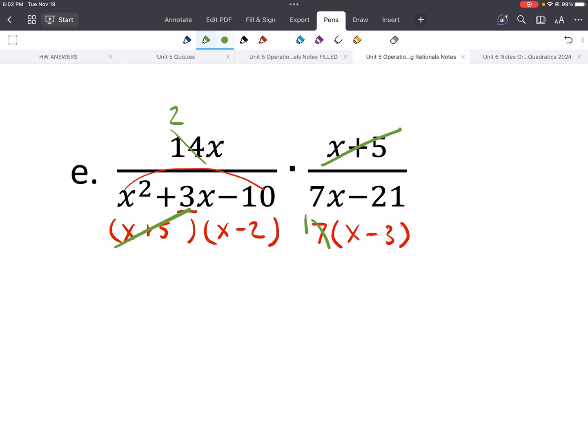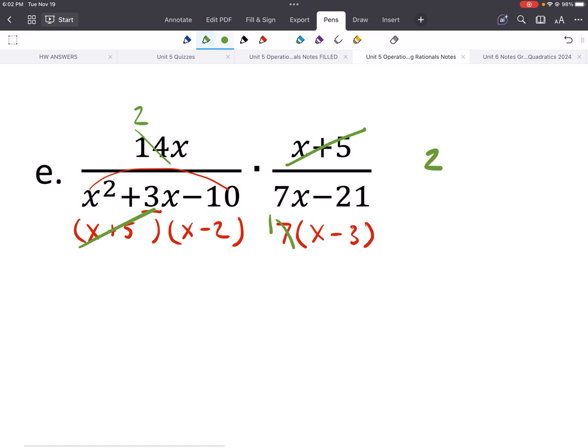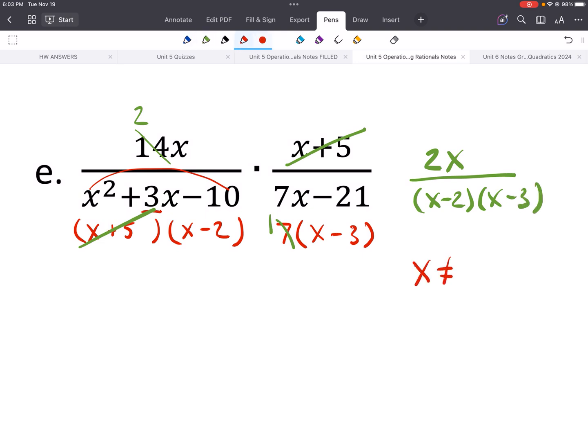Okay, or just 2. So now we want to write down our final answer, which would be 2x, that comes from this x, so 2x, all over, we've got an x minus 2 and an x minus 3. So that would be our answer, and then what would be our excluded value? So x cannot be negative 5, it cannot be a 2, and it cannot be a 3. So negative 5, 2, and 3.